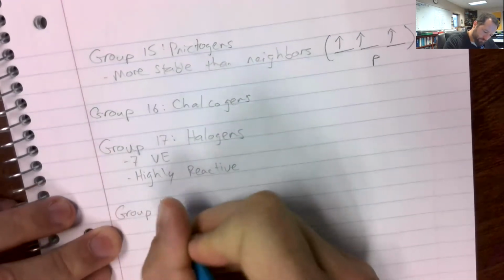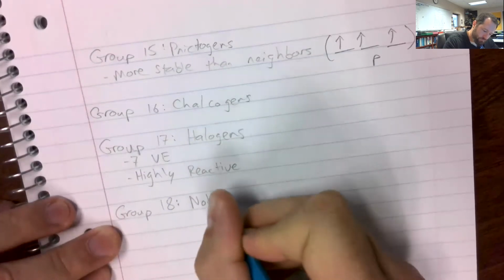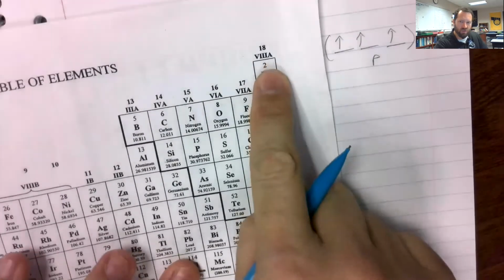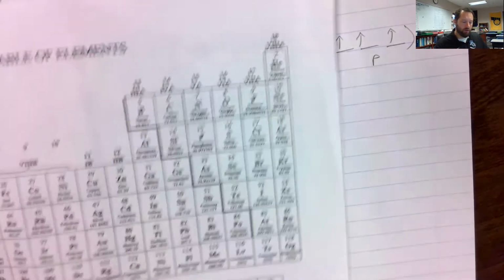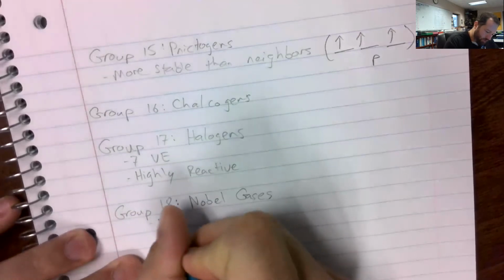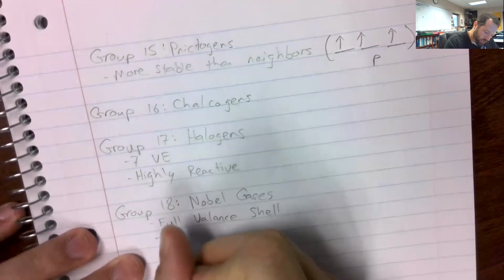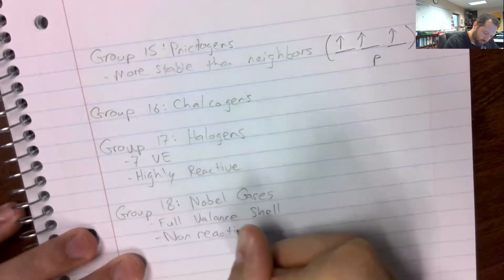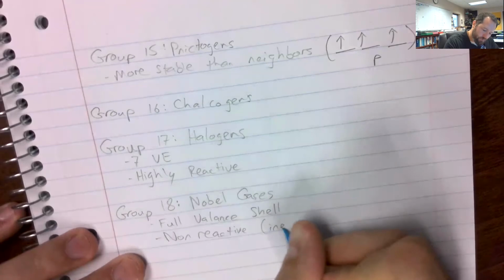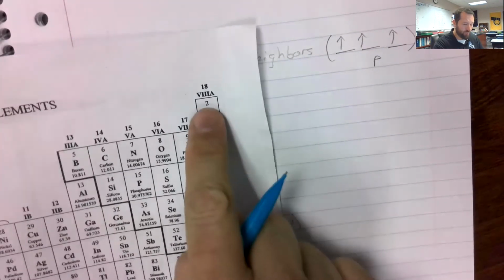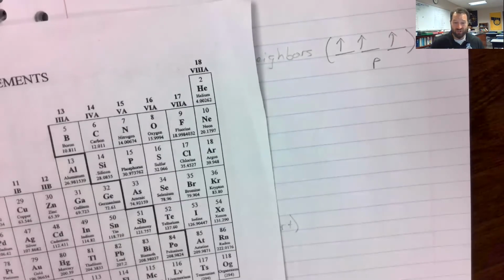And then finally, probably the most well-known of the groups. Group 18 here, the noble gases, they have a full valence shell, and that makes them virtually non-reactive. The word for that is inert. They don't react, they don't do anything. In fact, we didn't even discover them until a little over 100 years ago, which, if you think about it, in the grand scheme of things, that's not that long ago.